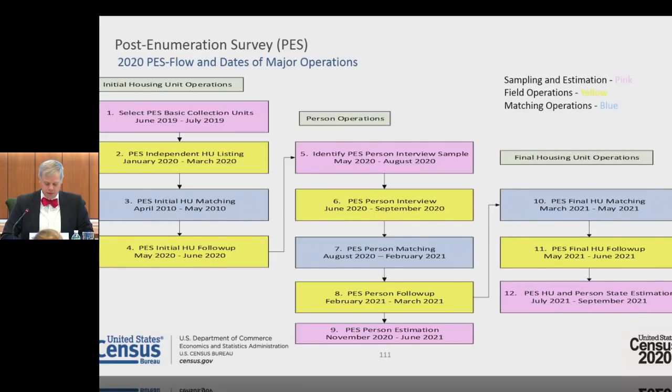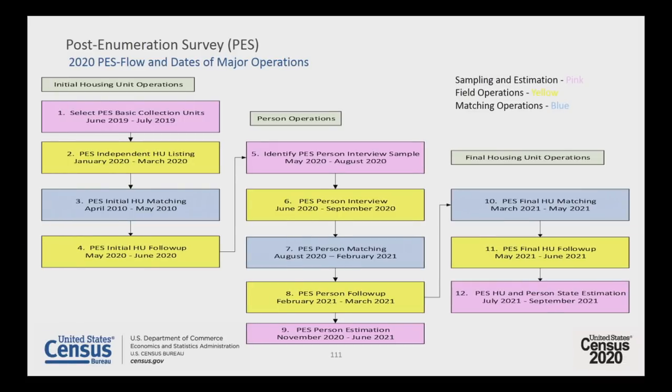Here we see a high-level flowchart for the post-enumeration survey. There are 3 phases to the PES: an initial housing unit phase represented by the first column, a person phase represented by the second column, and a final housing unit phase represented by the third column. The pink boxes are sampling and estimation activities. The yellow boxes are field operations, and the blue boxes are matching operations. Starting with the pink box in the upper left, about 10,500 blocks are sampled.